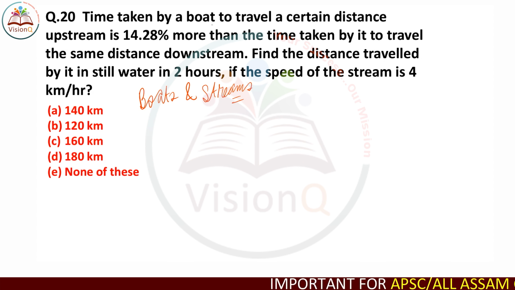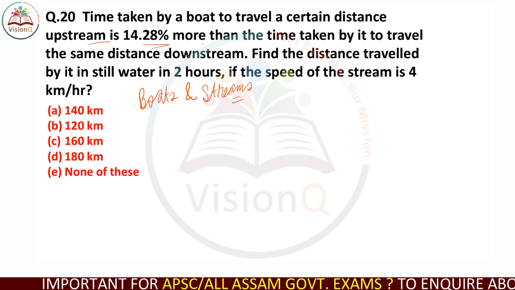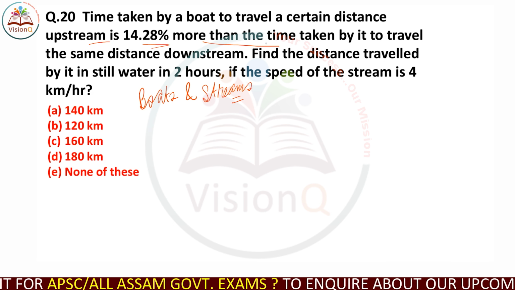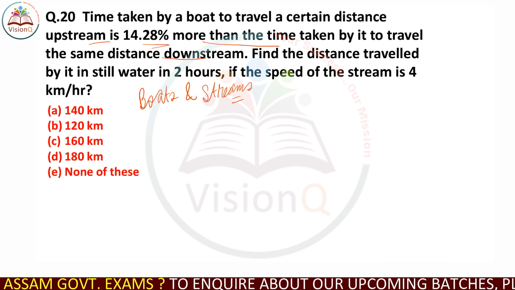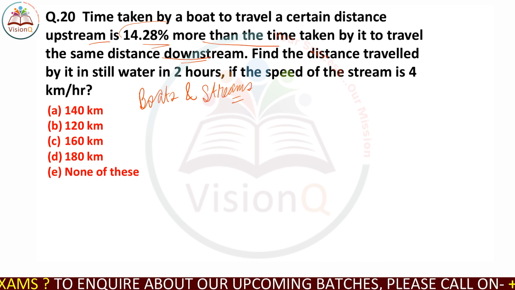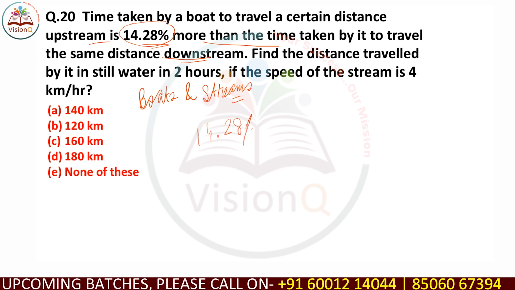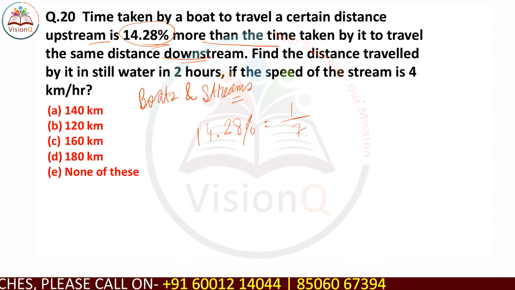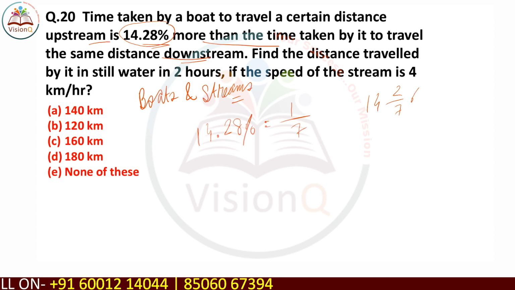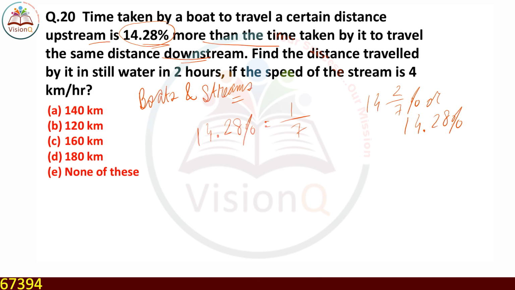Okay, time taken by a boat to travel a certain distance upstream is 14.28% more than the time taken by it to travel the same distance downstream. Now 14.28% is 1 by 7. Okay, remember this value. 2 by 7 percentage, or 14.28% is nothing but 1 by 7 in fraction.